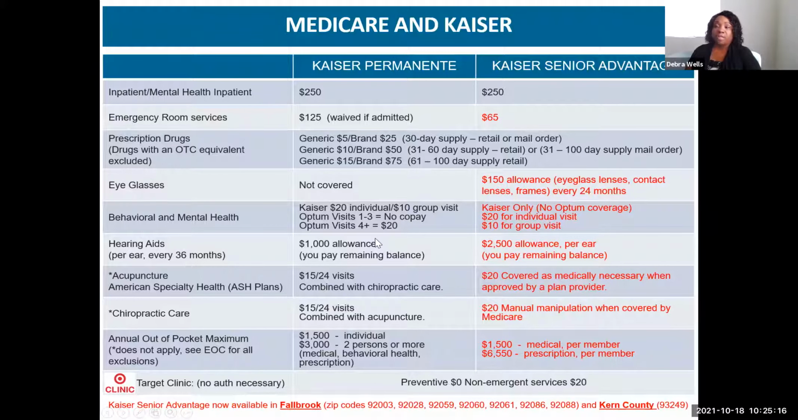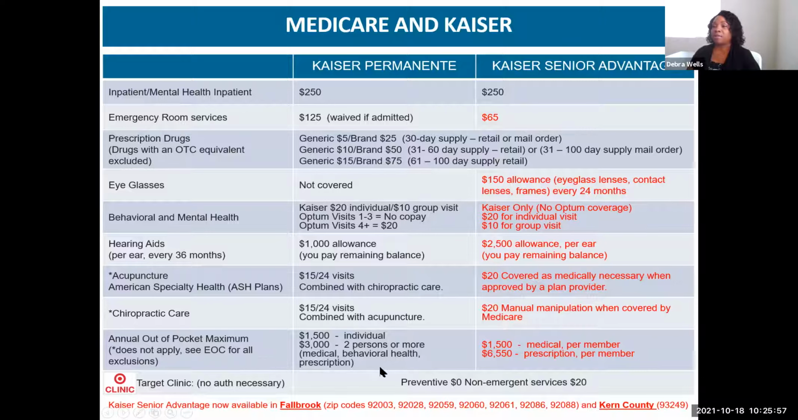Your behavioral health benefit, I like to point out that as a Kaiser member, you have two behavioral health benefits, Kaiser and Optum. But once you age into Medicare, Optum goes away, but you still have Kaiser as your behavioral health provider. Hearing aids, you have an increase. Your hearing aid allowance goes to $2,500 per year. Kaiser Senior Advantage has the best hearing aid benefit out of the Medicare plans. Acupuncture and chiropractic services, you still have those benefits, but it goes up by $5.